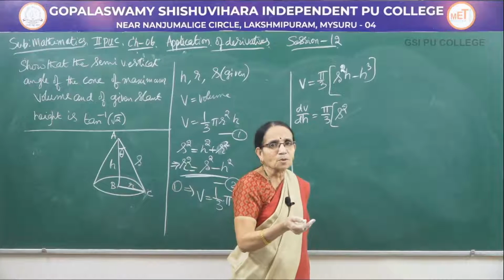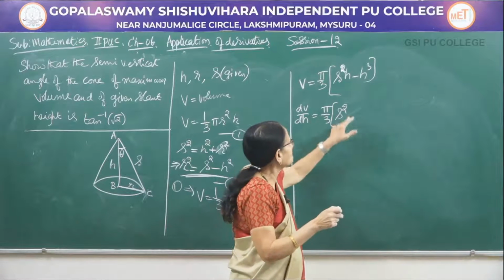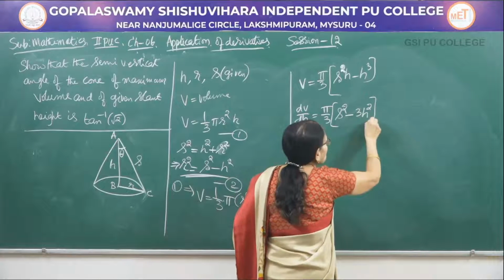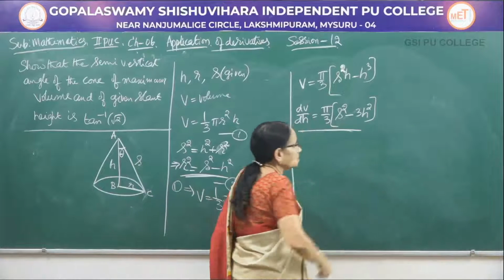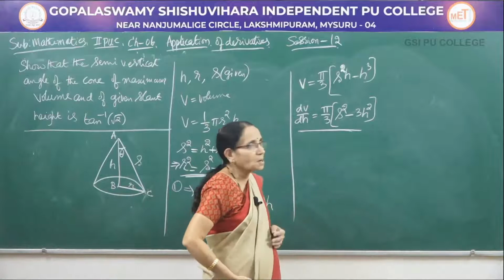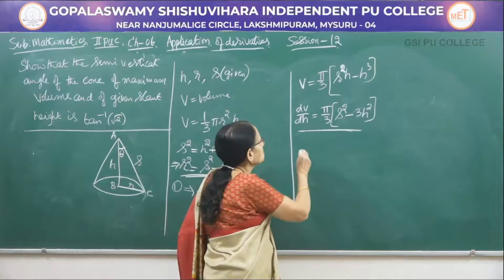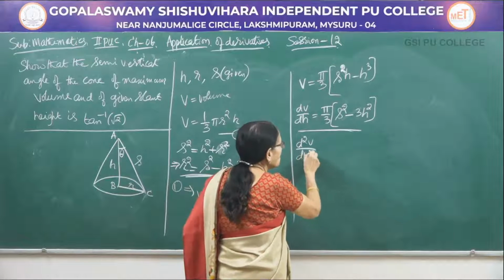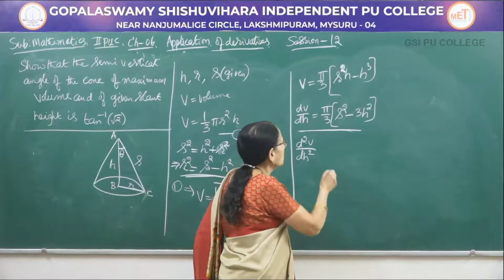If it is with respect to X, now for X we write 1. So for H I am writing 1 and the other one is 3H square. This is the first derivative. We need it afterwards, so I am underlining this quantity. Next, differentiate for the second time to know whether it is attaining a maximum value or a minimum value.